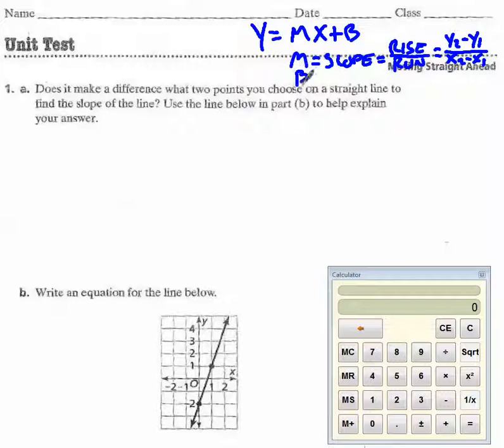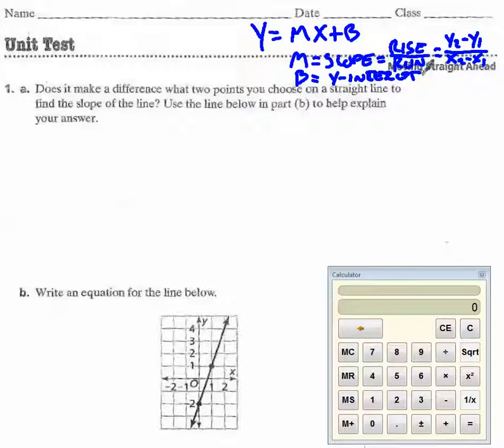I'm also going to be reminding us that b is equal to the y-intercept, because y-intercept has absolutely no b's in it. All right.